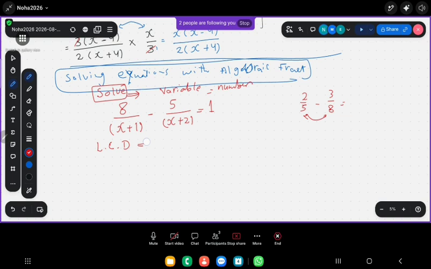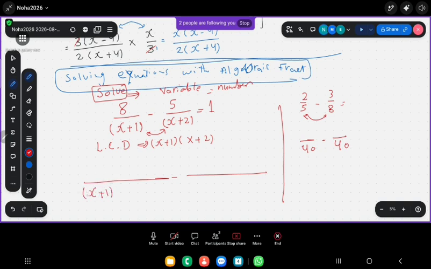I will write it in detail. The lowest common denominator is multiplying all the denominators together, which is x plus 1 multiplied by x plus 2. Easy? Then multiply every term by it. So let's do it together. Put your new denominator, as it was here. 8 multiplied by 5 is 40, this is your new denominator. So you will write it the same: x plus 1 multiplied by x plus 2.